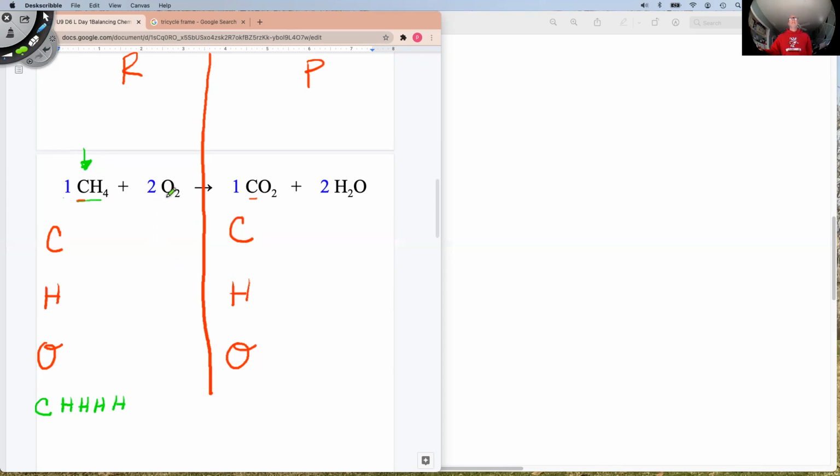I also have 2 oxygen molecules, and that's going to be an oxygen attached to another oxygen and an oxygen attached to another oxygen, all right? On this side over here, I have 1 carbon dioxide molecule, which means I have 1 carbon and 2 oxygens, and then I have 2 water molecules. And here are my 2 water molecules, all right? There's my 2 H's and my O. So we're just going to start adding. So on the reactant side, how many carbons do I have? I have 1 carbon.